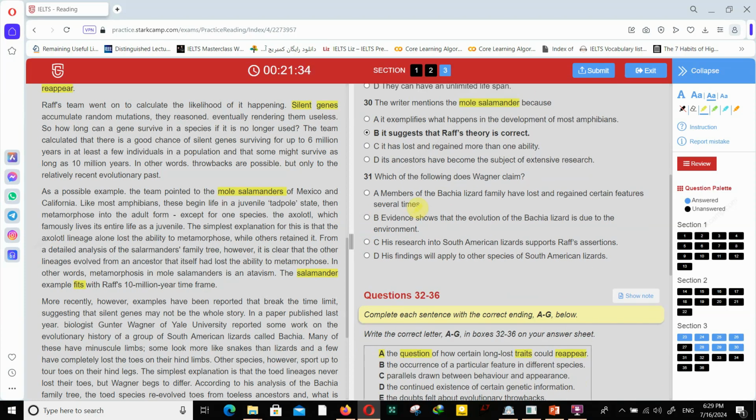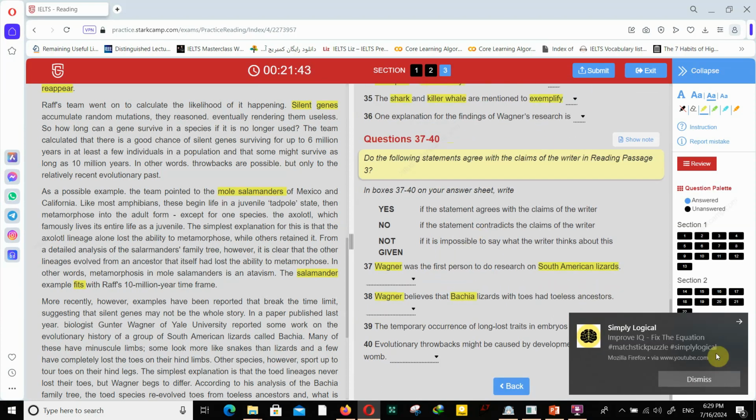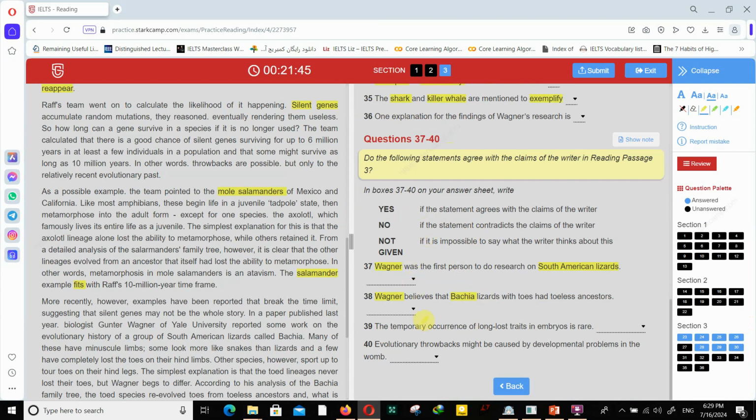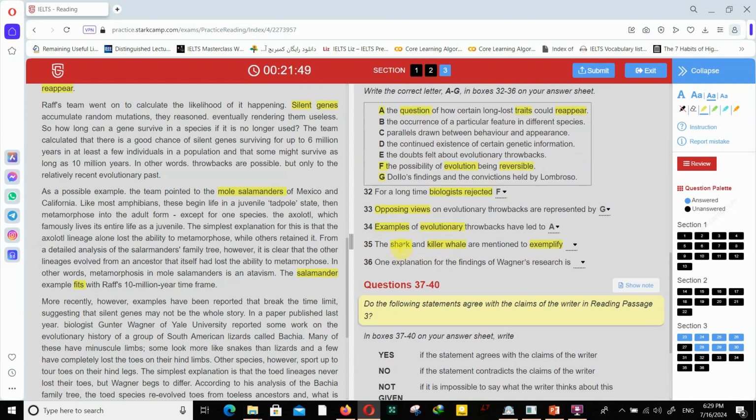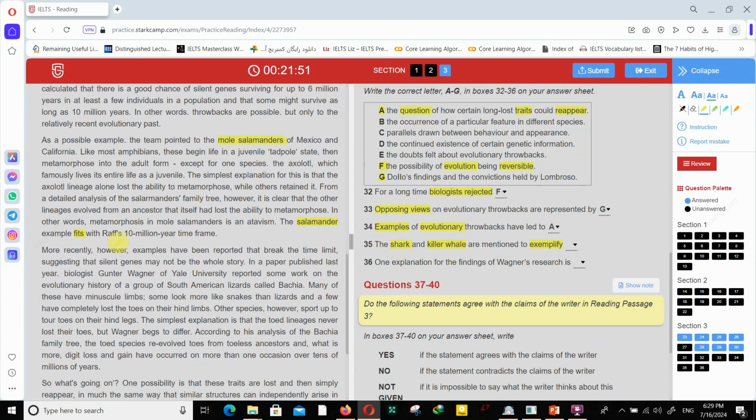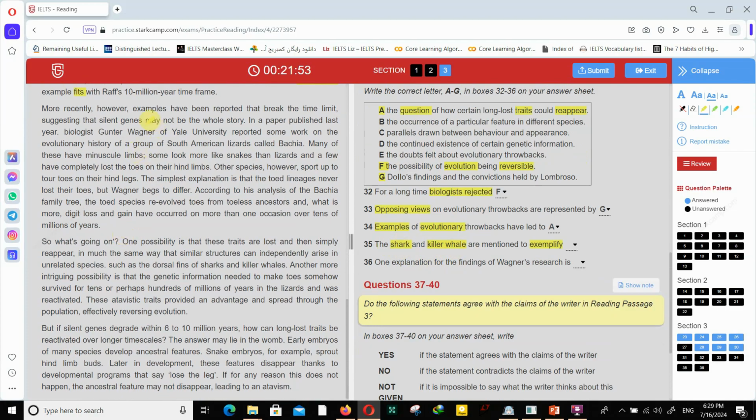Now highlight the keyword related to question 31. Which of the following does Wagner claim? Wagner. Wagner claim, like these yes, no, not given questions, and we are left with this question, as the shark and killer whale. Okay. More recently, however, examples have been reported that break the time limit, suggesting that silent genes may not be the whole story.